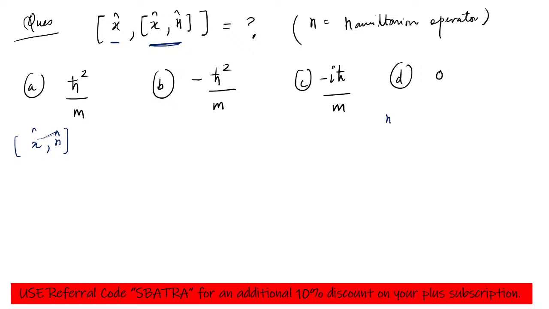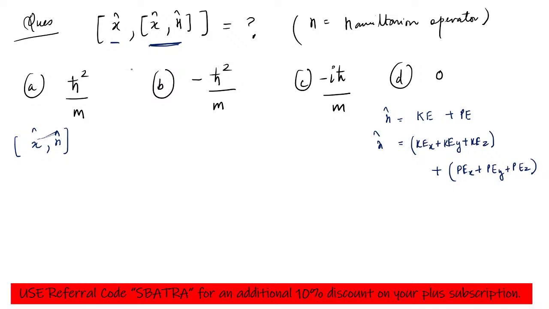Now what is the Hamiltonian operator? Hamiltonian operator is the summation of kinetic energy plus potential energy. So we can write it this way: kinetic energy in X direction plus kinetic energy in Y direction plus kinetic energy in Z direction plus potential energy in X direction, potential energy in Y direction plus potential energy in Z direction. So basically, this is your Hamiltonian operator.